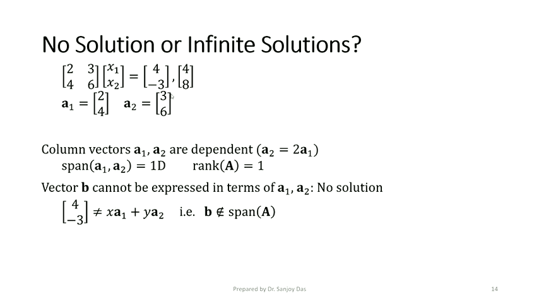So now when I have this 4, negative 3, that vector, that's B, right? 4, negative 3, that B cannot be expressed in terms of A1 and A2. Therefore, we have no solutions. Ax equals 4, negative 3 has no solutions because this B does not belong to the span of the column vectors of A. B does not belong to span of A.